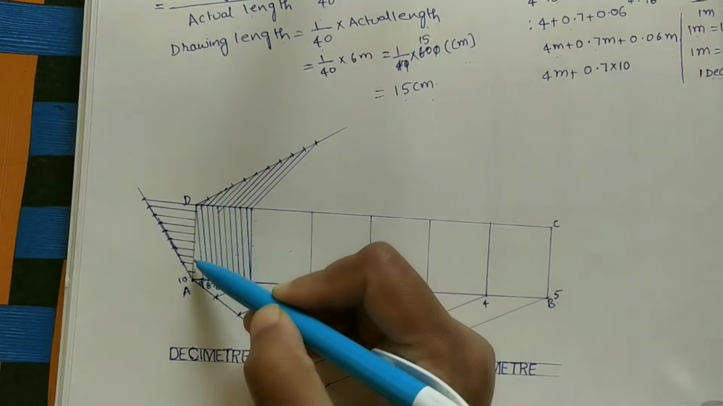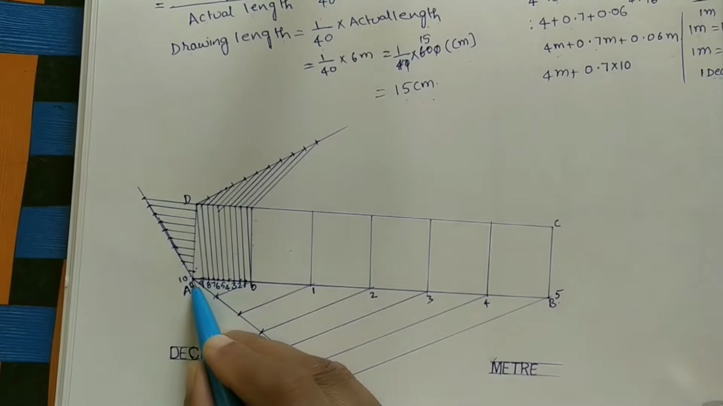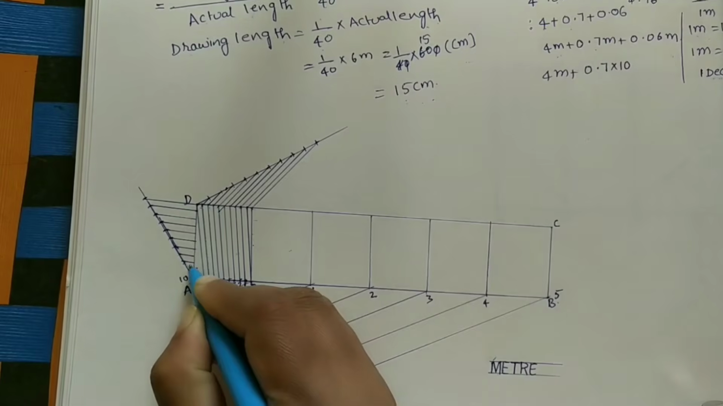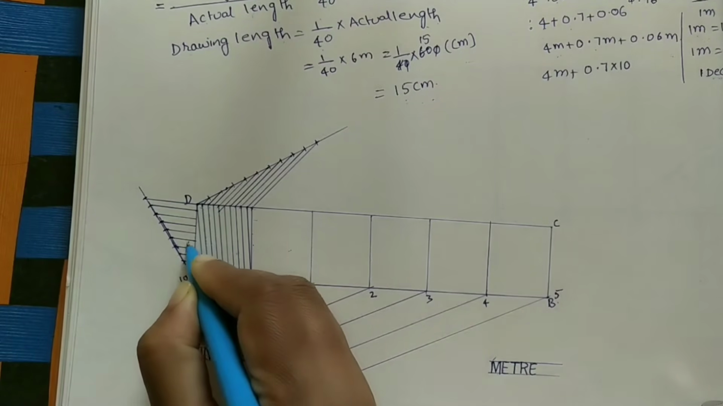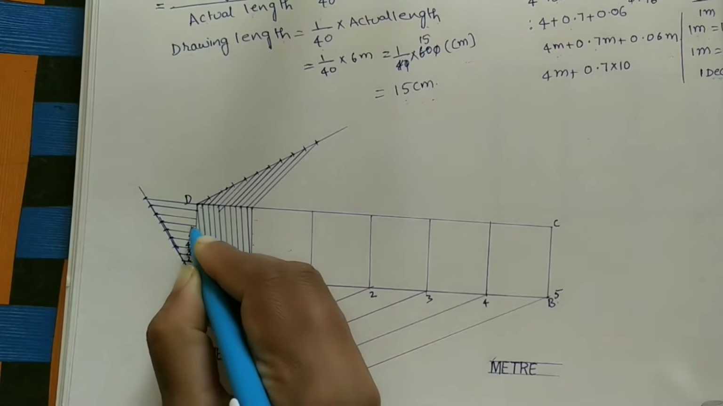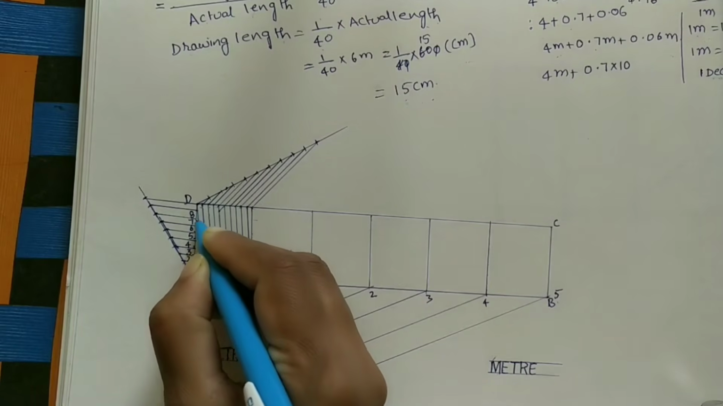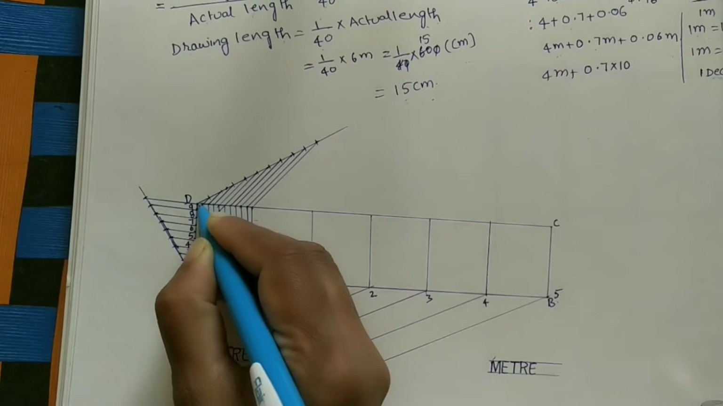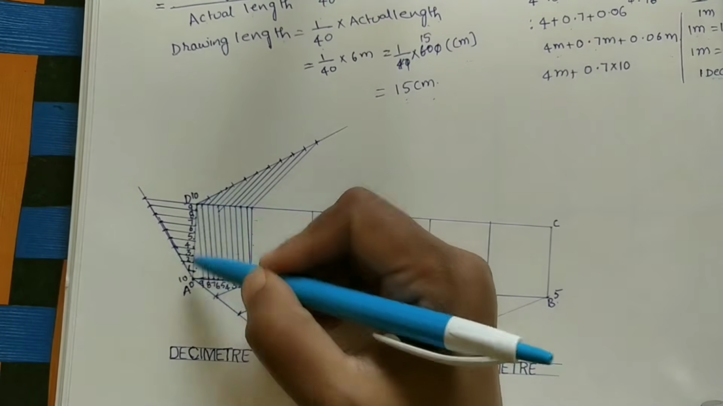Okay, here we have divided into 10 equal divisions. Give the numbering. At A point give 0. Here at this point give 1, 2, 3, 4. At this point 5, 6, 7, 8, 9. At the D point the 10th one will come. Okay, this scale is the centimeter scale.